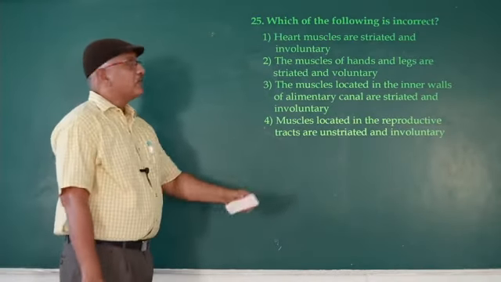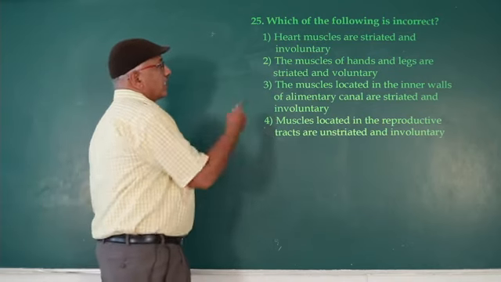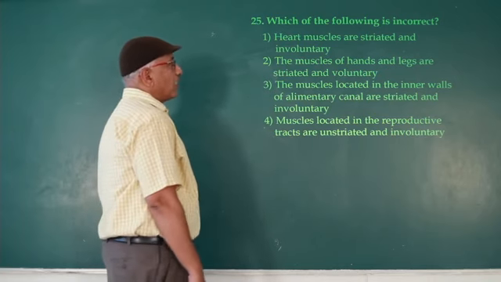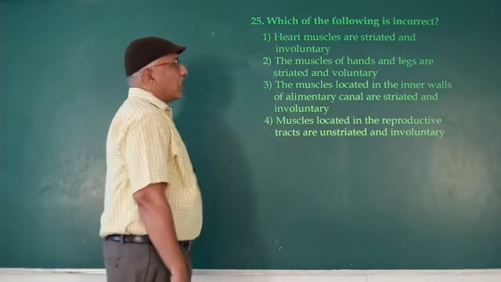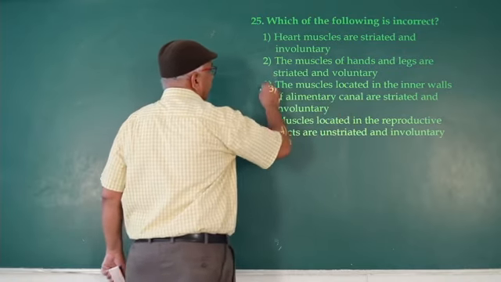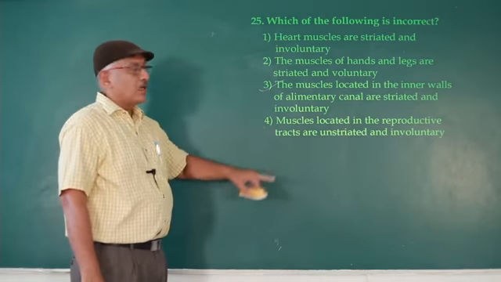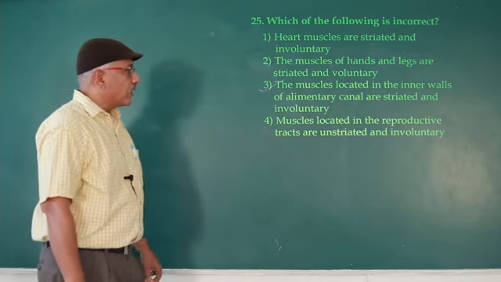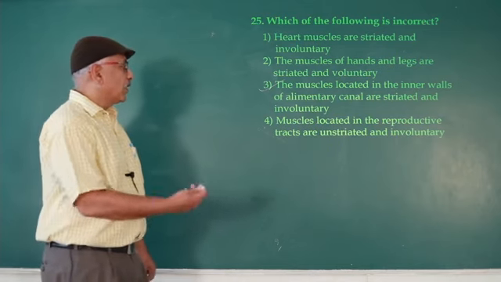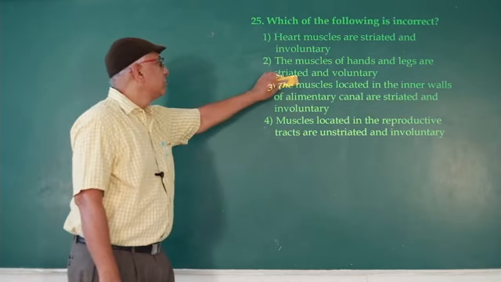Which of the following is incorrect? Heart muscles are striated and involuntary. Correct. The muscles of hands and legs are striated and voluntary. Correct. The muscles located in the inner wall of the alimentary canal are striated. Wrong. That's why the third statement is wrong. Fourth, muscles located in the reproductive tract are unstriated and involuntary. Correct. So the answer is 3.